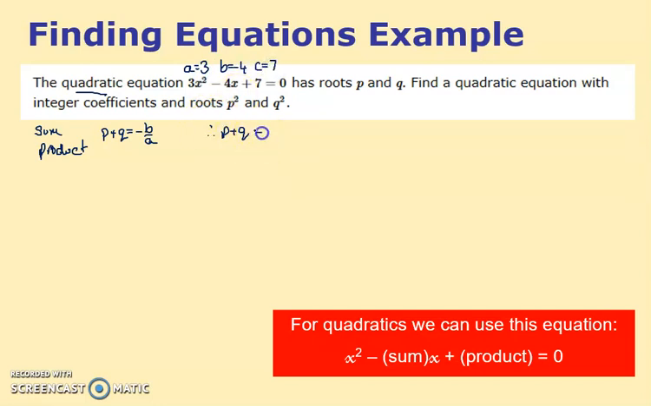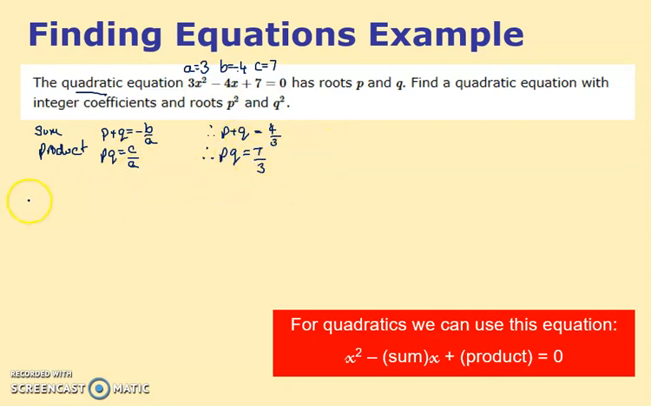So minus b over a is minus a minus, so it's 4 divided by 3. And pq, remember, is c over a. So therefore pq equals, well, what do I need to do? Well, I need to do 7 divided by 3, sorry.